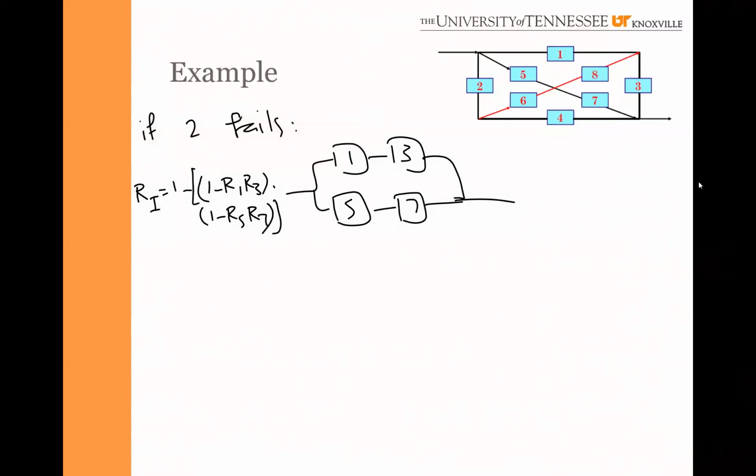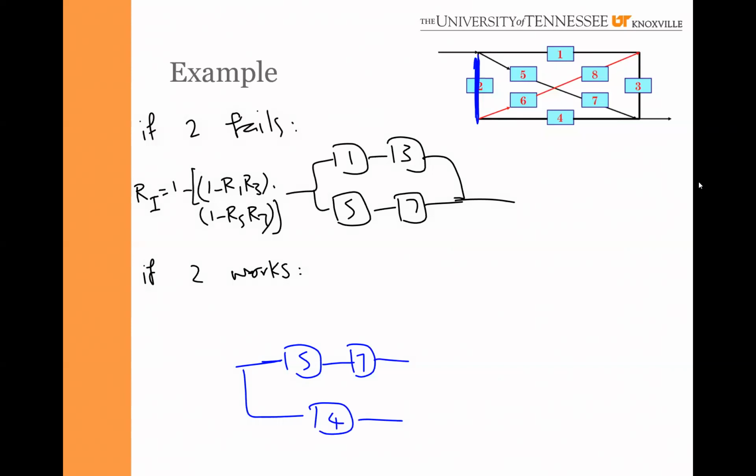Okay, so back to this. If 2 works, it becomes a little bit of an exercise. So let's think about it. If 2 works, it's as if I have this connection all the time. So let's start with the ones that I already knew. If 2 works, I know that 5-7 is going to be there. So in, 2, out, that's fine. Then if 4 works, I'm good. My system works.